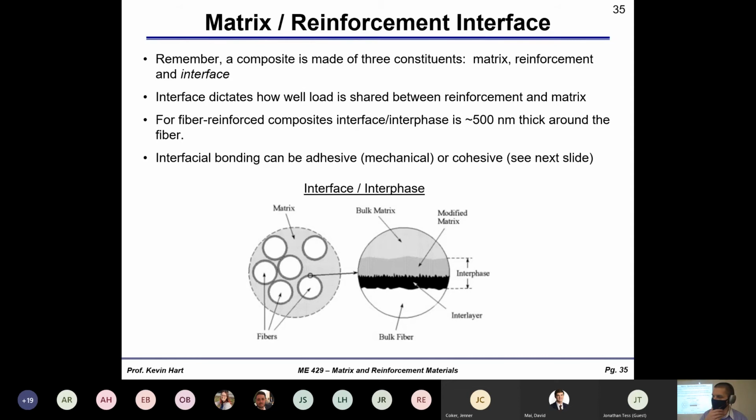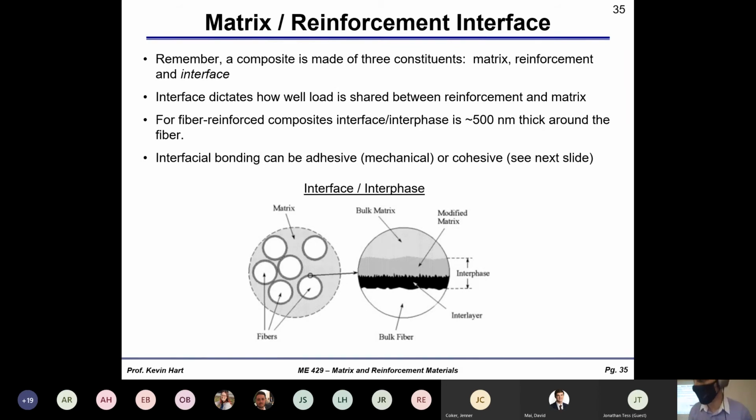So the interface really is going to dictate how well load is shared between the matrix and the reinforcement phases. All right. Now, there is debate in the composite community about what constitutes an interface. What is the dimensionality? How far away from the surface of the fiber is the interface, et cetera, et cetera. People have literally devoted PhD studies to doing AFM tapping right near the surface of a fiber and seeing how far away from it you have changes in mechanical properties based on interface. It's just like craziness, all right?